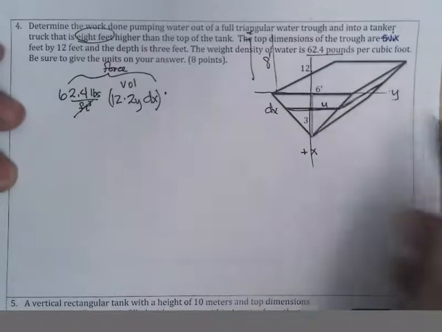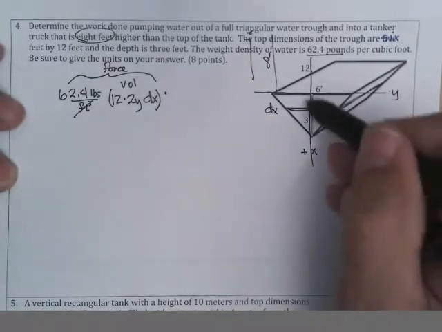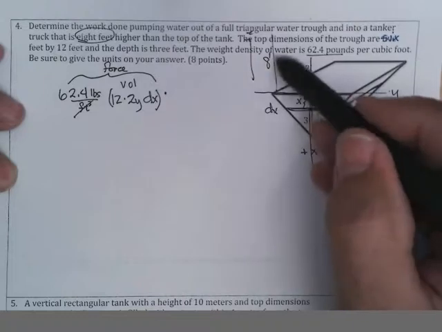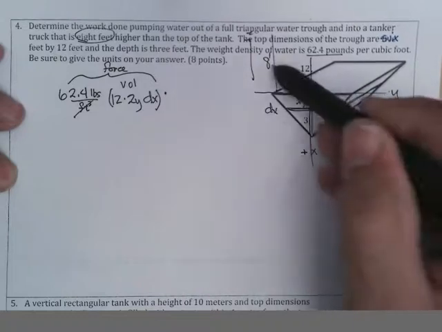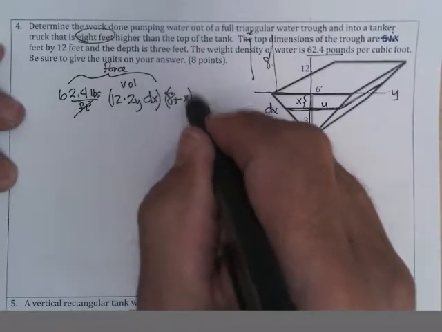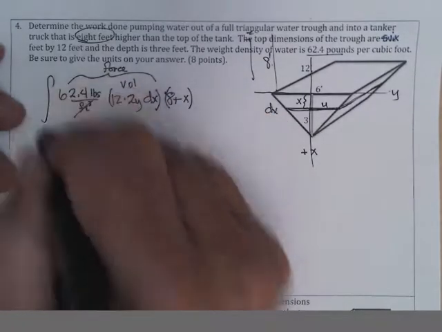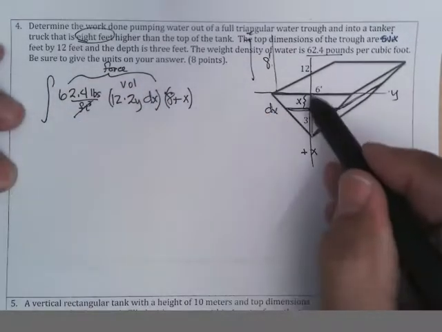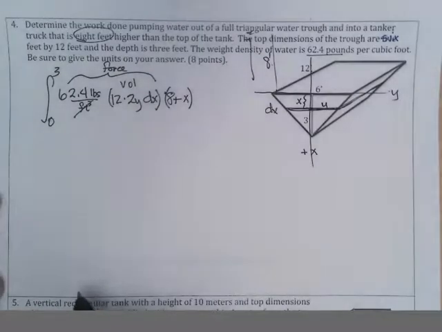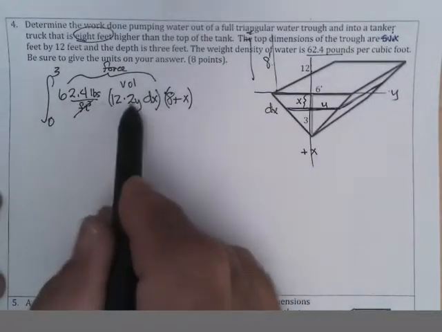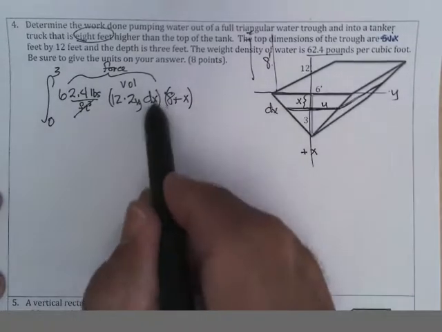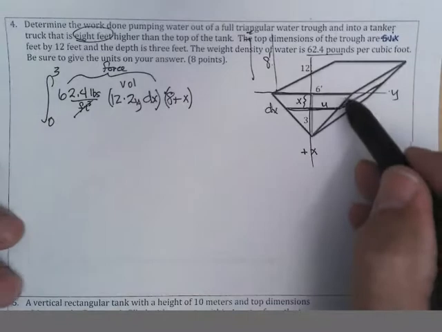times the distance I got to lift it, and if this is x, and I make it 0 there, then I'll be lifting it 8 plus x. And I'm going to add these up as x goes from 0 to 3. So I have a lot of constants in here, and I have x and I have y. And it's dx, so I need the y to go away.